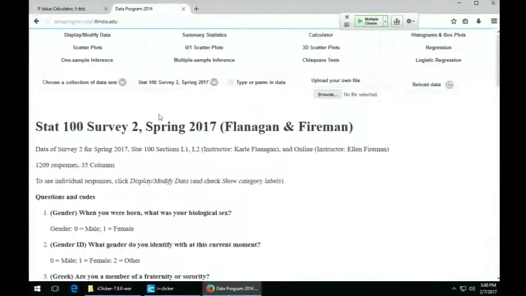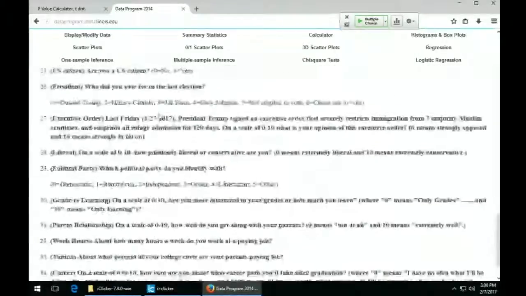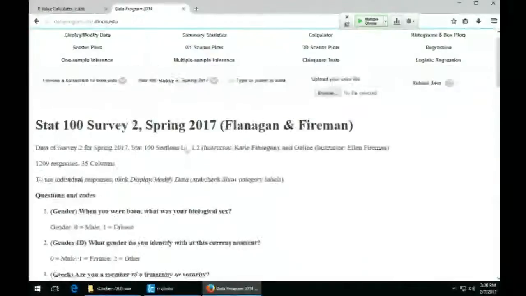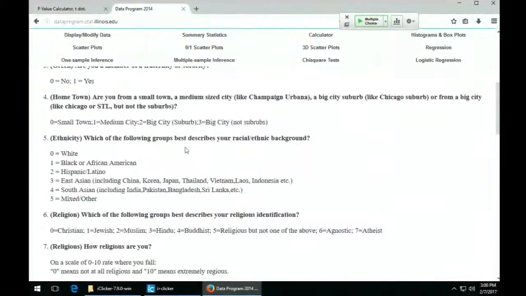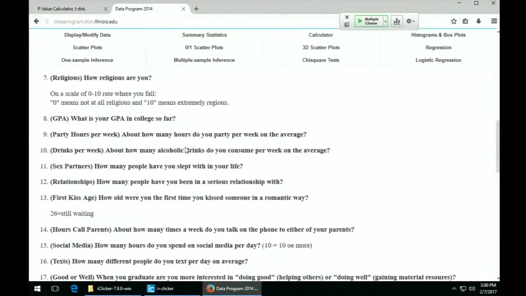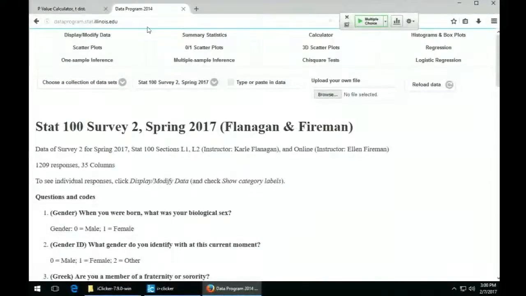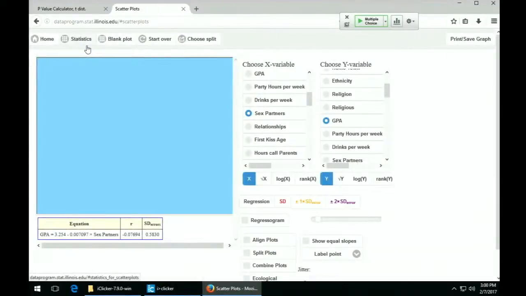I've been fascinated, and honestly, I haven't even had a chance to look at the drinking versus GPA yet, so this will be new to me too. Okay, so why don't we just go to the scatter plots? But before we, okay, what I'm going to do is, not sex partners. I'm going to look at drinks and GPA.